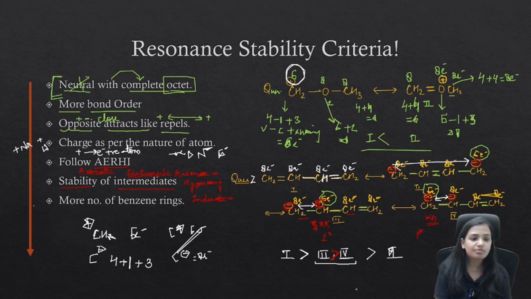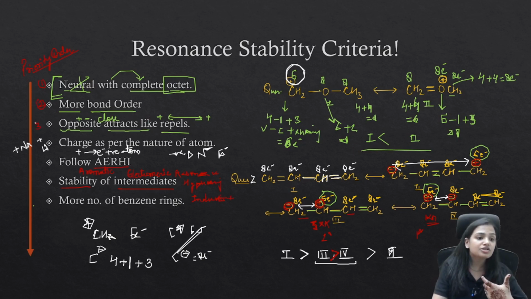But the whole thing is we have to follow this priority order. Okay, this is your priority order. The first priority will be given to point number 1, that is a neutral with complete octet. The priority number 2 will be given to the more number of bond orders, that is there must be more number of covalent bonds.